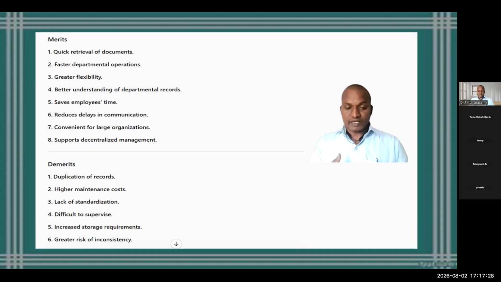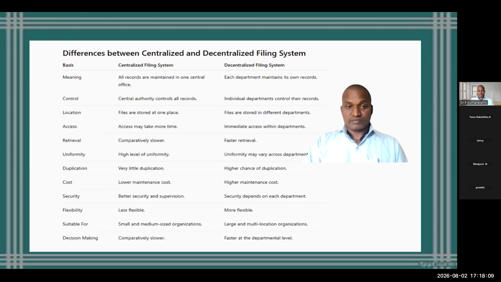Increased storage requirements. Every department needs at least 100 square feet, or 150, or 500 square feet of space to maintain their own records. So we have to provide a limited space at least to every department for maintaining records. So increased storage requirements. Greater risk of inconsistency. These are the demerits of the decentralized filing system.